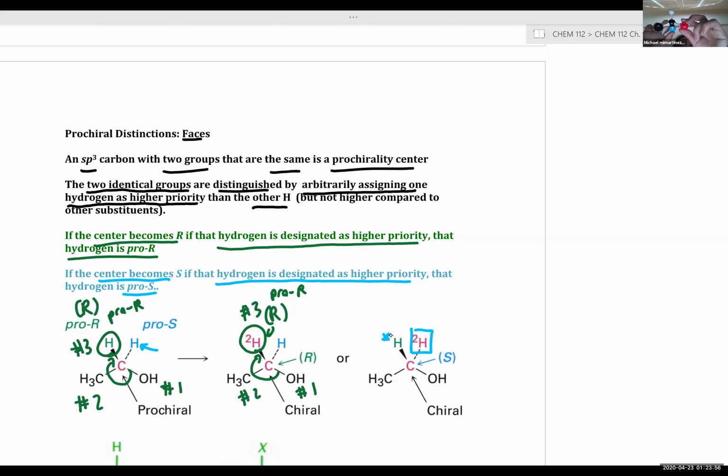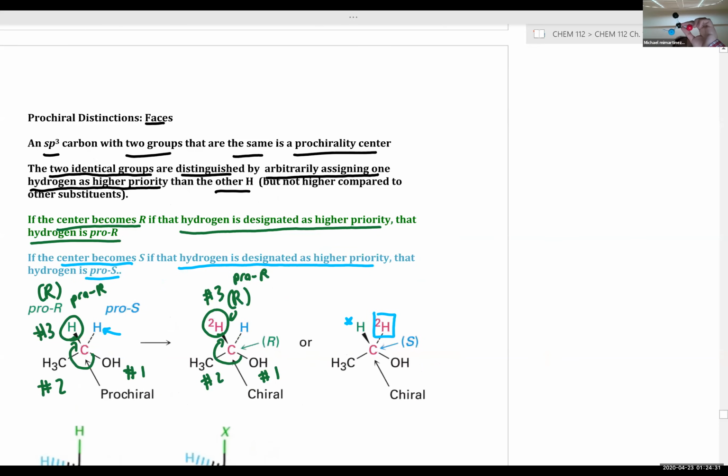Now let's look at our blue hydrogen. For our blue hydrogen, we're going to assign it as the higher priority group. So we're going to try to put this other hydrogen in the back. We're going to rotate our molecule to put the non-blue hydrogen in the back. And now, once we have our priority groups established, we're just going to draw what we see after rotation.